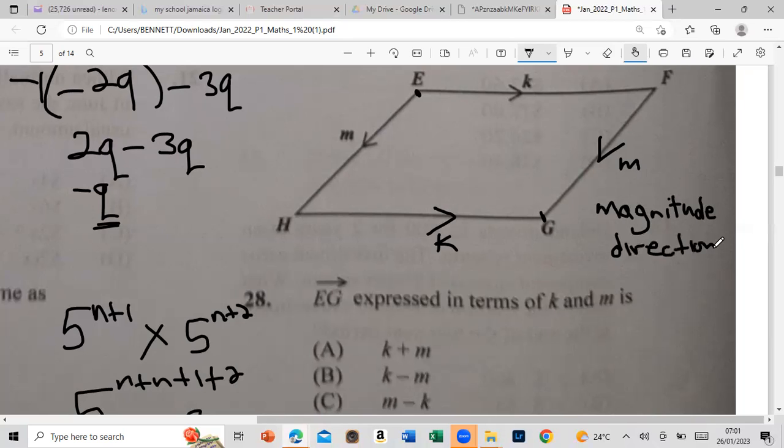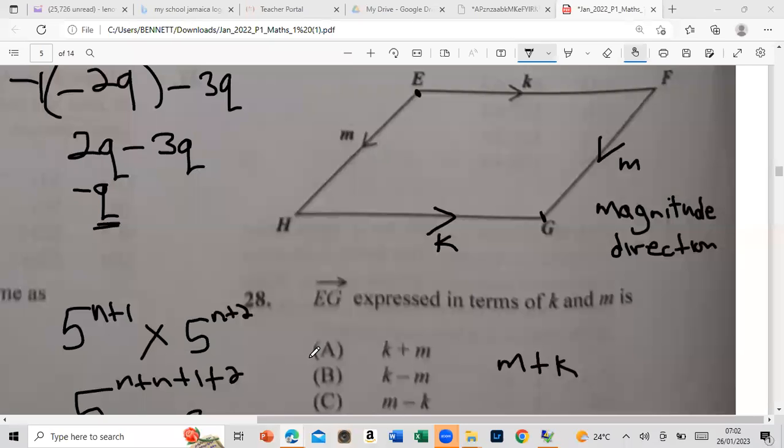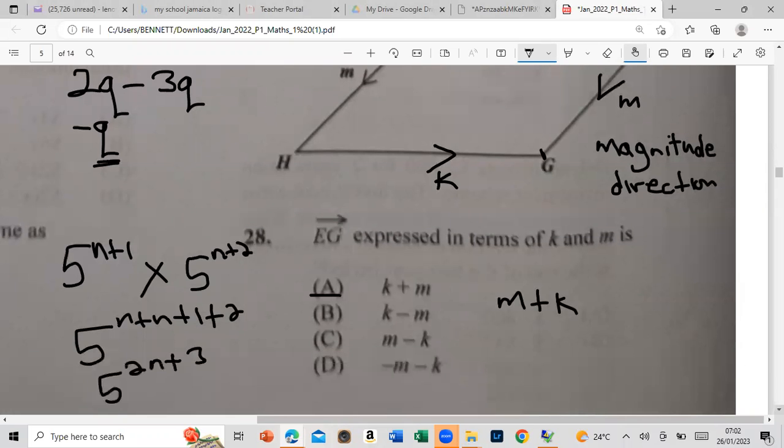Now the length of EH is M and the length of HG is K. So with vectors, we don't go directly. We're going to go via EH and then to this one. Alright, so we are going with the arrow. So it's M. When going with the arrow, it's positive. When going against the arrow, it's negative. Our answer would be K plus M. They didn't put it in the same order, but it means the same thing, right? 2 plus 3 and 3 plus 2 is the same thing.